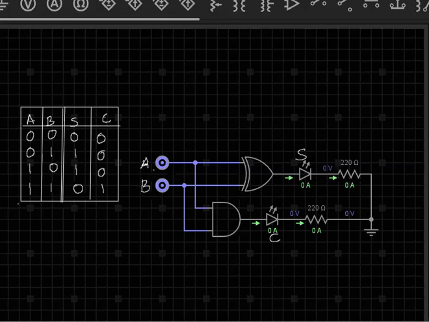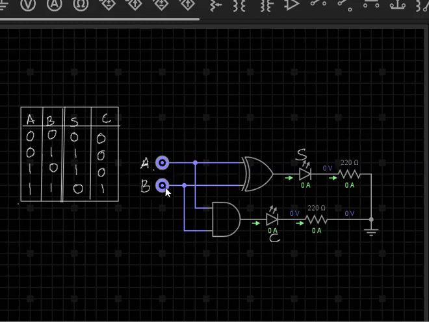Here, first we give the two inputs as 0. For the input 0 0, the output sum must be equal to 0 and the carry must be equal to 0. Then the LEDs S and C are not glowing. Okay, and we check the next one.